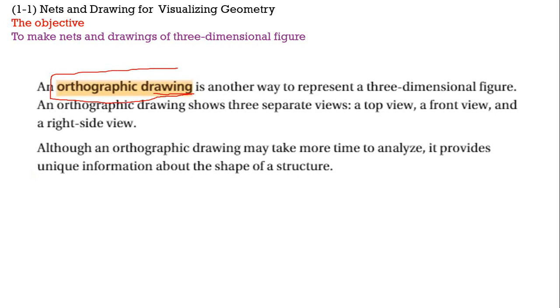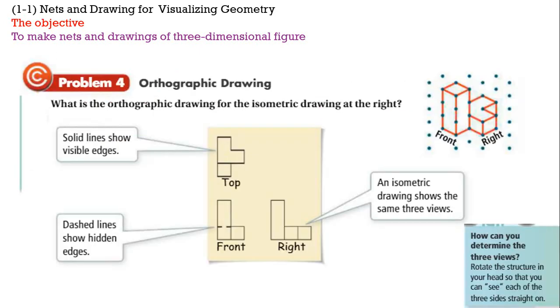Orthographic drawing will show three separate views: top view, front view, and right side view in three pictures, or a three-dimensional picture. If you look at the first one, this is what you can see on the front. It's this part, right? So this is the front, and this is the top.